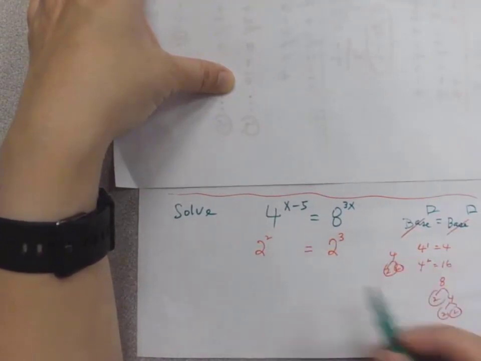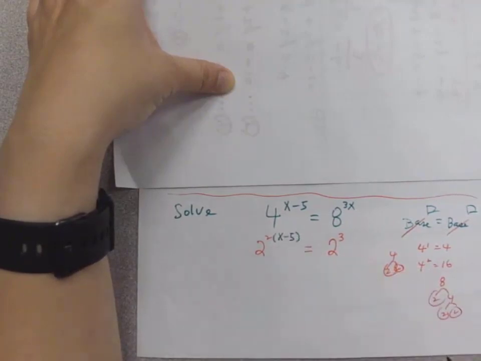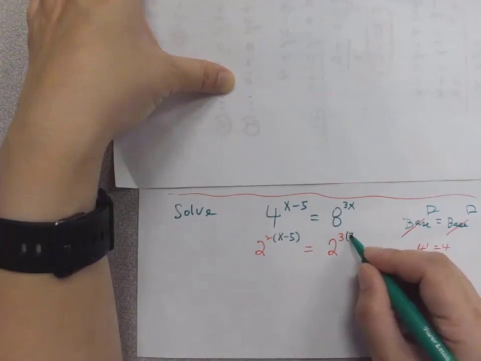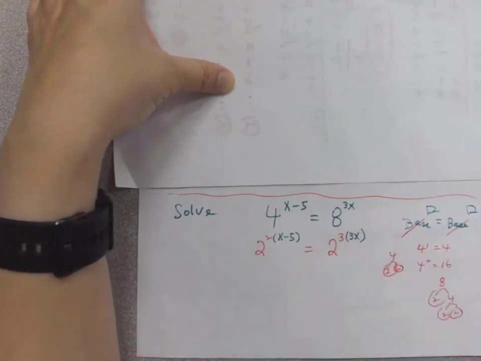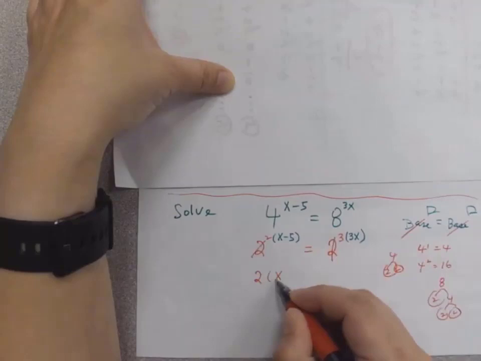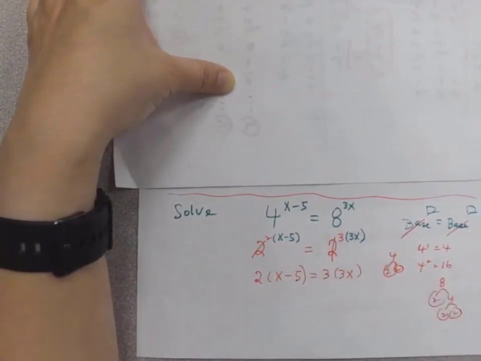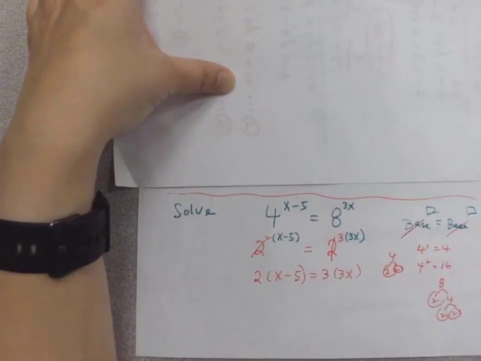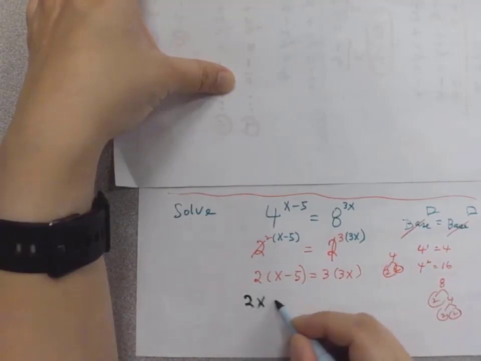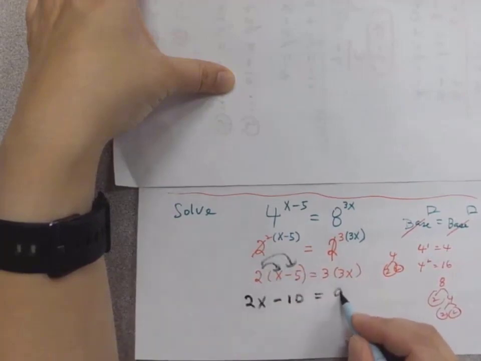Are we still okay? So the first one also comes with x minus 5 in the exponent, right? And the second one comes with 3x originally. So now when you have the same base, we can go ahead and cancel the base. And then this side has 2 times x minus 5. The other side has 3 times 3x, right? So this will turn into 2x minus 10 equals 9x.